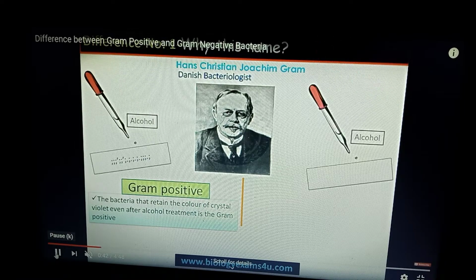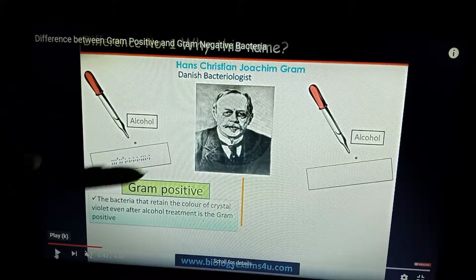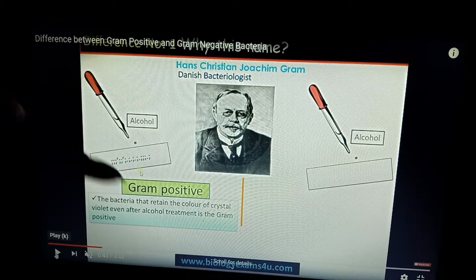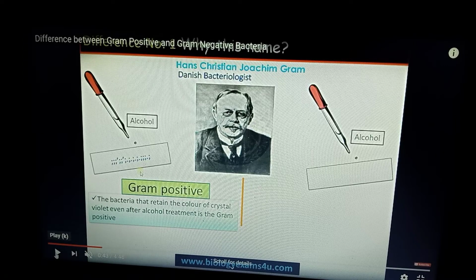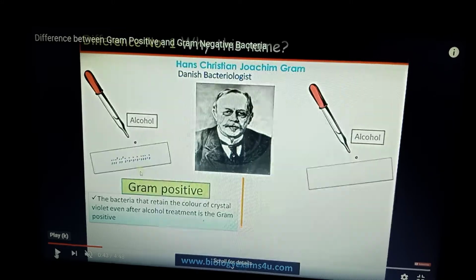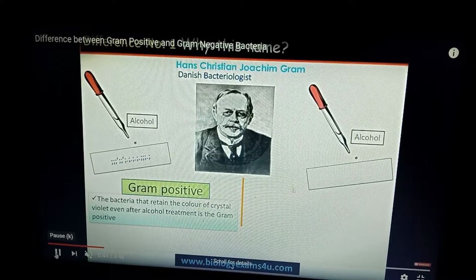Bacteria that retain the color of crystal violet even after alcohol treatment, that is gram-positive. Okay? You see this? The alcohol treatment is a critical step in gram staining. Differential staining is due to the difference in cell wall composition of a gram-positive and a gram-negative.